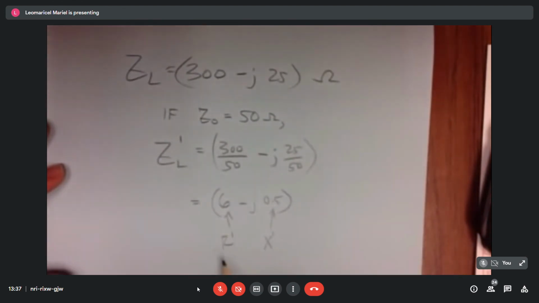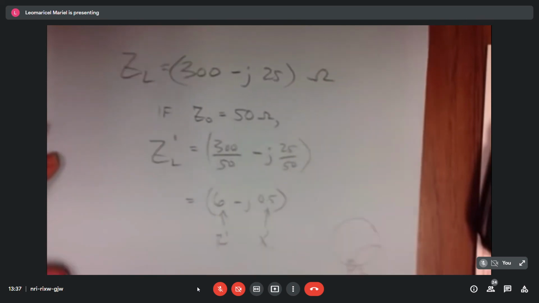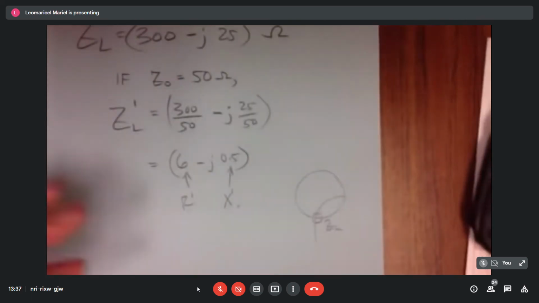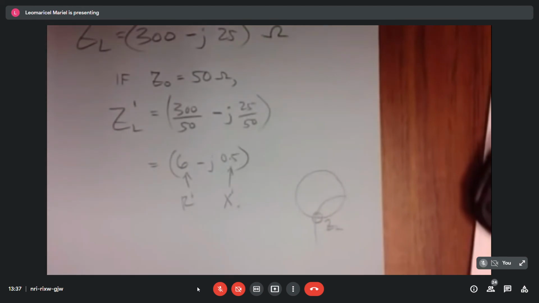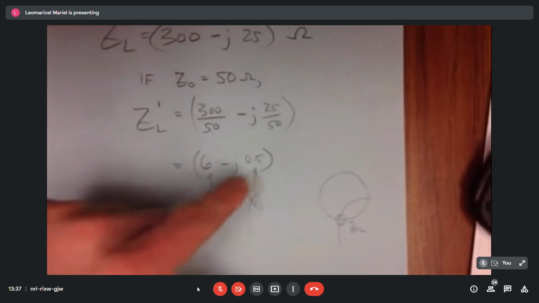We have to find this first, and there will be a circle associated with that. We find this, and there will be a semicircle associated with that. Where they cross will be the load impedance, just like before. So we'll get a new Smith chart, 6 minus J 0.5.